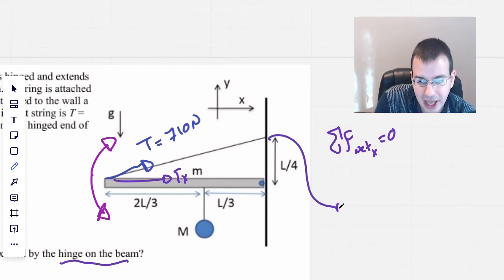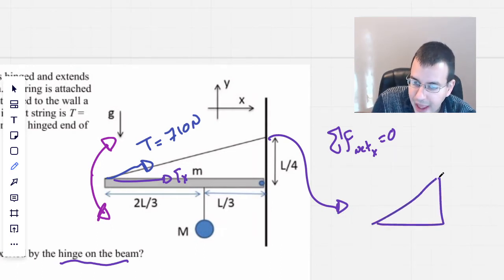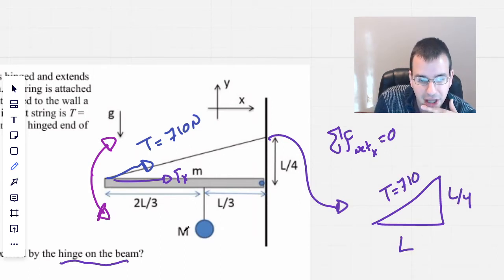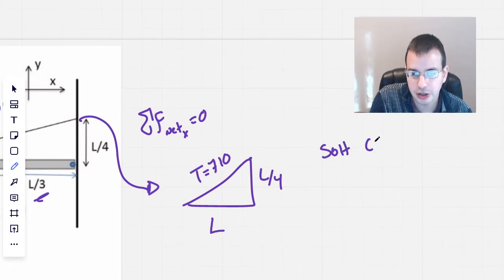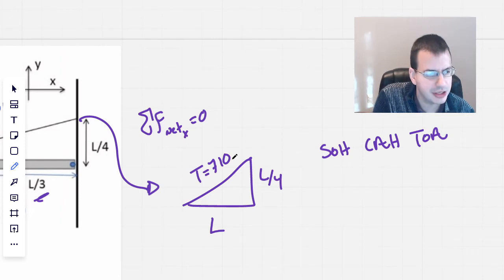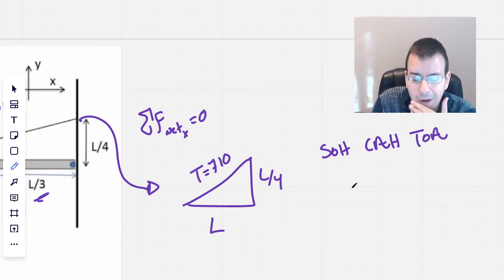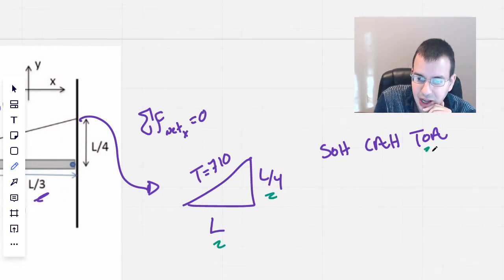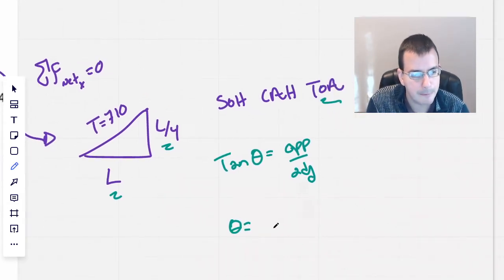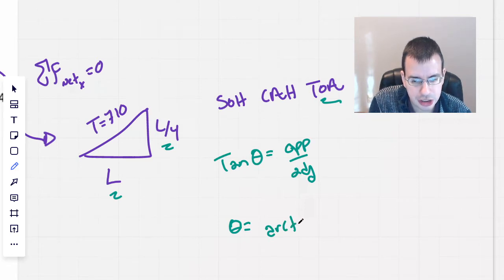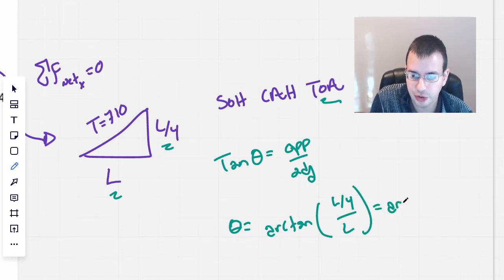So what we have here is a triangle. Tension equals 710. We have a distance L over 4, and a distance L, because 2/3 L plus 1/3 L equals one full L. Looking at our SOHCAHTOA, good old SOHCAHTOA, there are few things in life more useful than that mnemonic. We have an opposite and an adjacent. Tangent of theta equals opposite over adjacent. Therefore theta equals arctangent of L over 4 over L, which equals arctangent of 1/4.